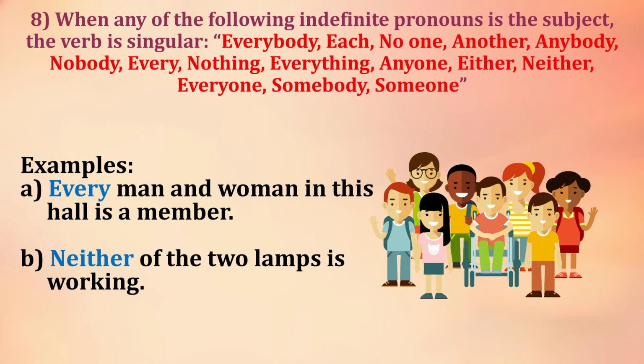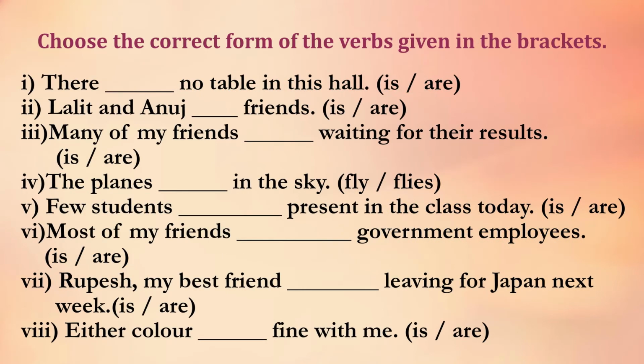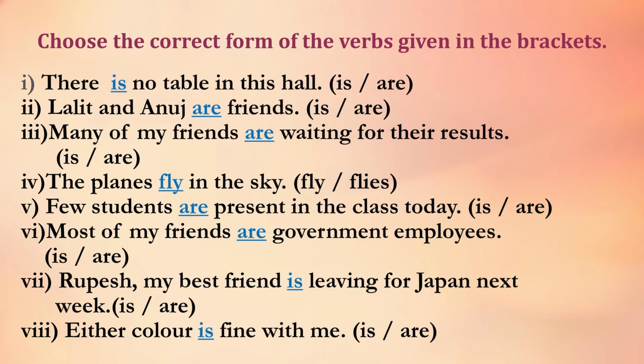Okay children, now there is a quiz to test your understanding. Choose the correct form of the verbs given in the brackets. So complete it, pause the video. Alright, let's look at the answers. First, there is no table in this hall. Subject is table, singular noun, so we will use singular verb, that is.